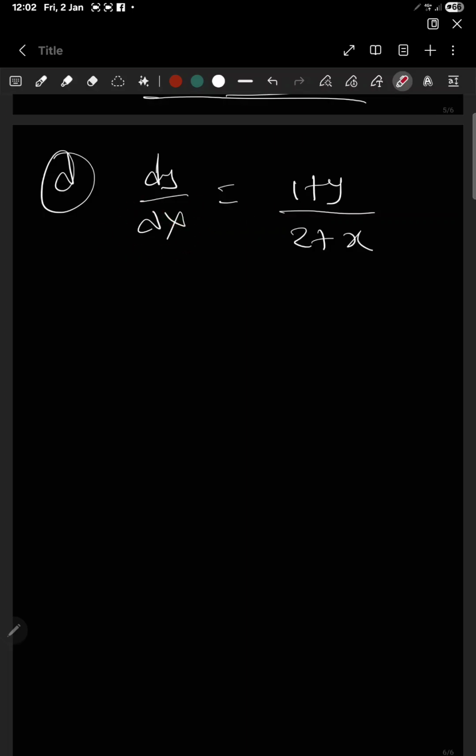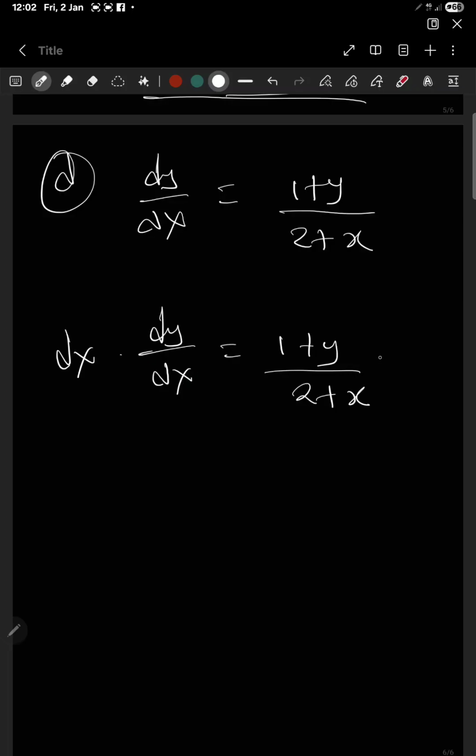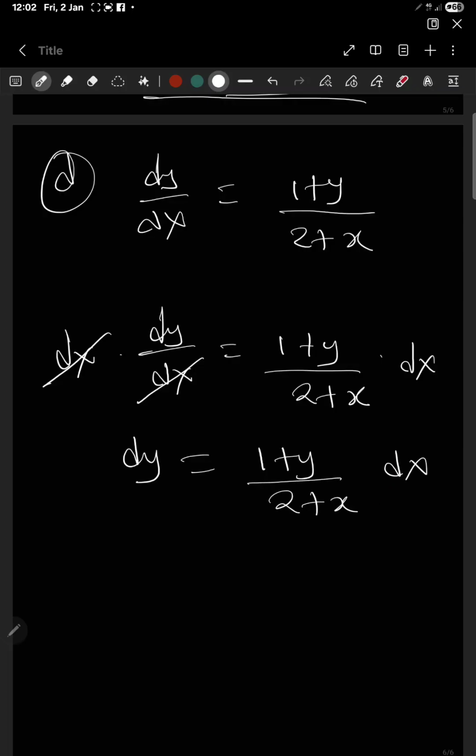So if you are to do that, then you are going to have your equation written again, which is dy over dx is equal to 1 plus y over 2 plus x. That means for you to get the dx, you are going to multiply this side by dx, this side also by dx. That means this and that will go, and our dy is going to be 1 plus y over 2 plus x, then dx this side.